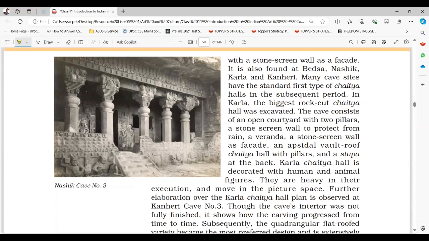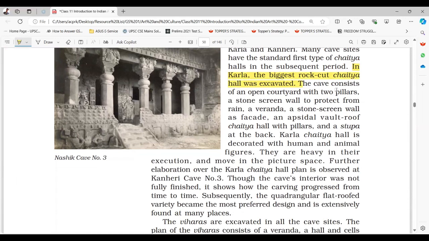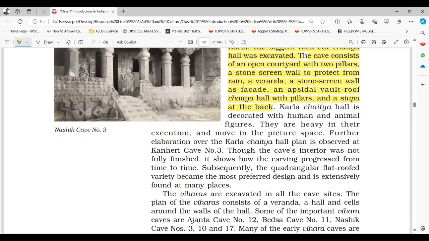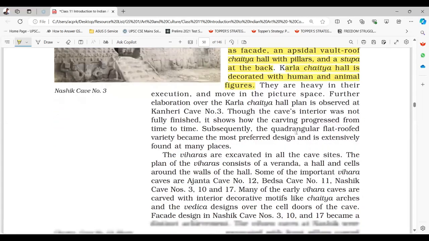In Karla, the biggest rock-cut Chaitya hall was excavated. The cave consists of an open courtyard with 2 pillars, a stone screen wall to protect from the rain, a veranda, a stone screen wall as facade, an apsidal vault roof Chaitya hall with pillars, and a stupa at the back. Karla Chaitya hall is decorated with human and animal figures. They are heavy in their execution and move in the picture space.